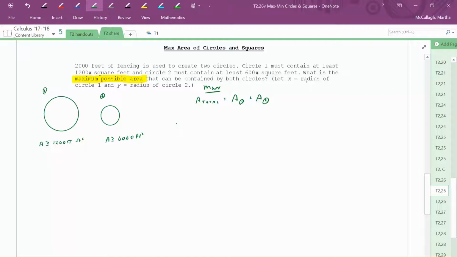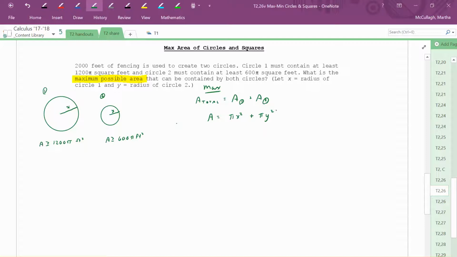And it suggests here that we let x equal the radius of circle 1 and let y equal the radius of circle 2. Okay, so I know that the area of a circle is pi r squared. So my total area is going to be: the area of circle 1 is pi x squared, and the area of circle 2 is pi y squared.